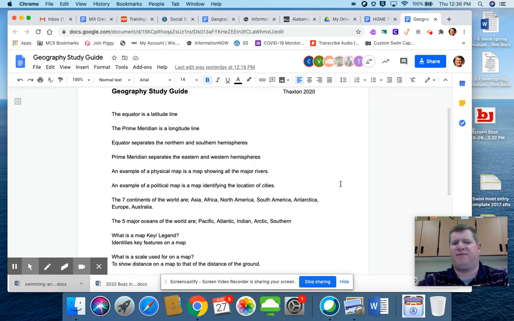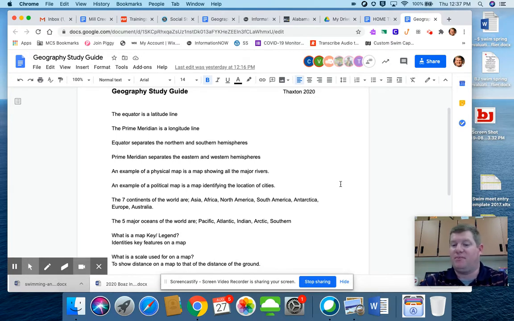I also talked about physical and political maps. Remember, a physical map is a map that is showing a feature such as rivers, lakes. It could be a map about all the national forests or deserts in the world. Or it could be a climate map. A climate map is showing the temperatures in different areas.